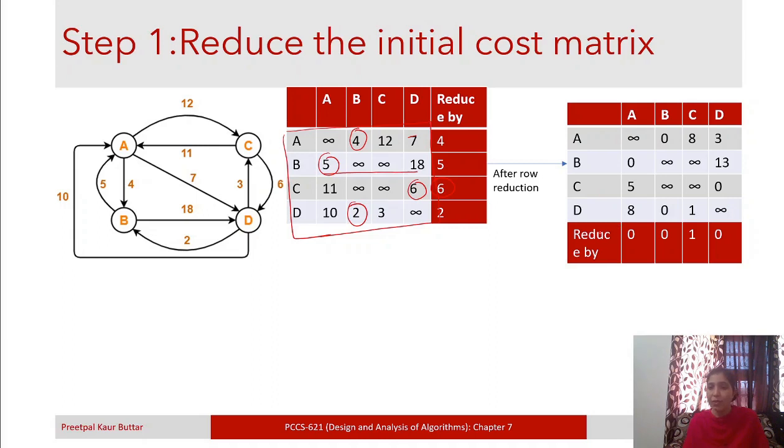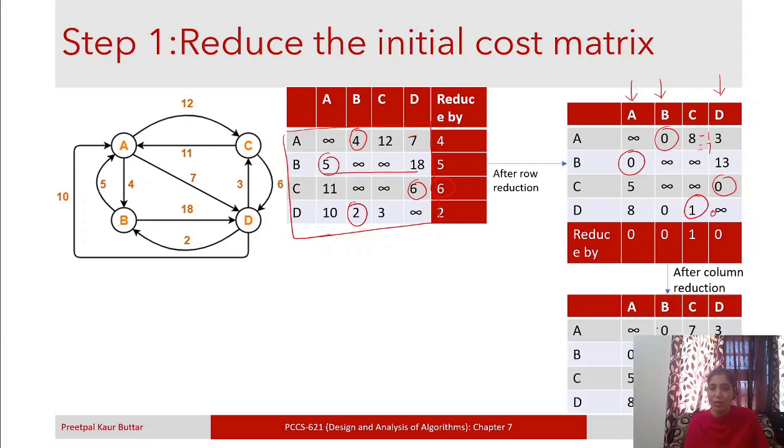Now we will reduce by columns. So it means from each column we will pick the minimum. In this column it is 0, in this column it is 0, in this column it is 1, in this column it is 0. So it means these columns will be simply copied, but here we will reduce this column by 1. So it will be 7, infinity, infinity, 0. So after column reduction, this is the resultant matrix.